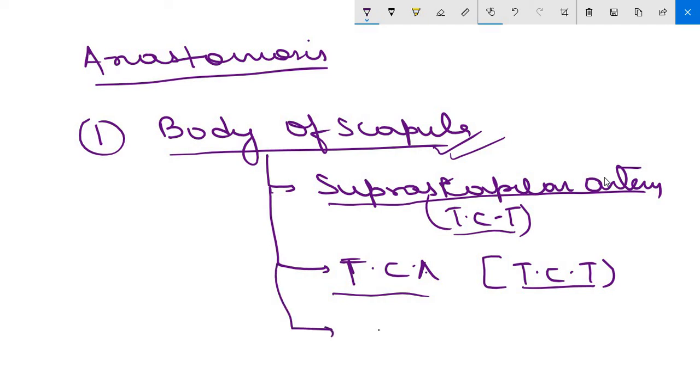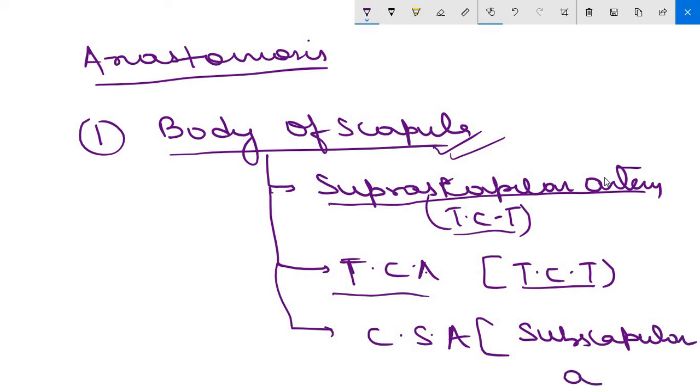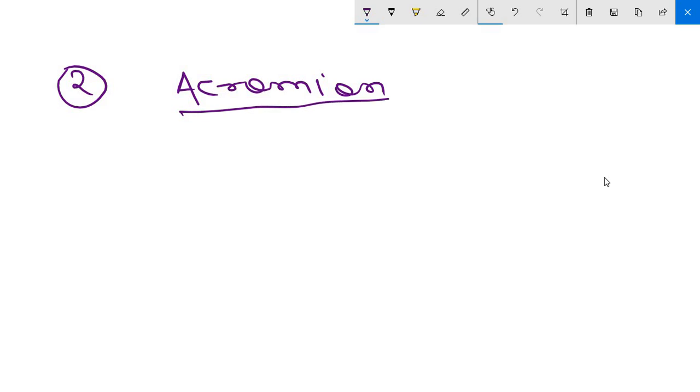And the third artery is your circumflex scapular artery, which is a branch of the subscapular artery. So these are the vessels participating in the anastomosis around the body of the scapula. The second anastomosis is around the acromion process. So when you get a question asking you to write the anastomosis around the scapula, you have to write both the anastomosis around the body of the scapula and the anastomosis around the acromion process of the scapula.